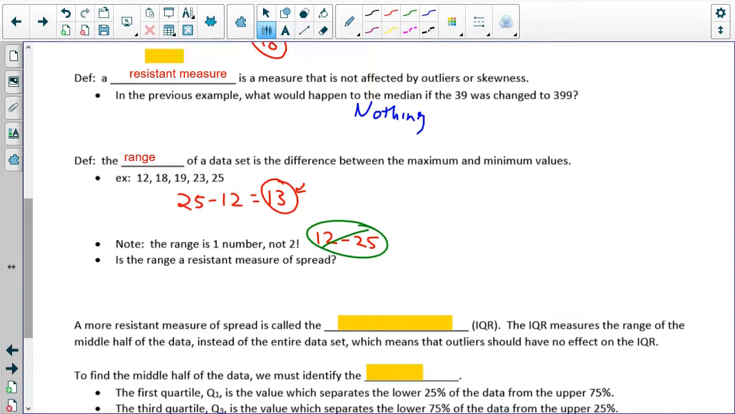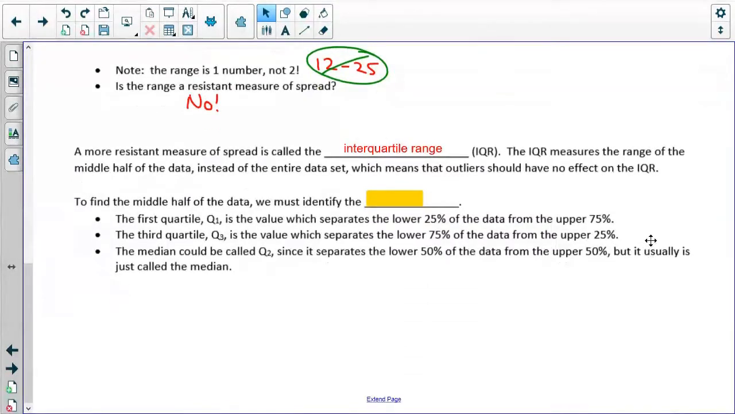Is range a resistant measure of spread? Well, let's figure it out. Let's change 25 to 250. It's clearly not, because 250 minus 12 is 238. That is a much larger range, and therefore it is not a resistant measure of spread. A much more resistant measure of spread is called the interquartile range, or IQR. The interquartile range measures the range of the middle half of the data instead of the entire data set.